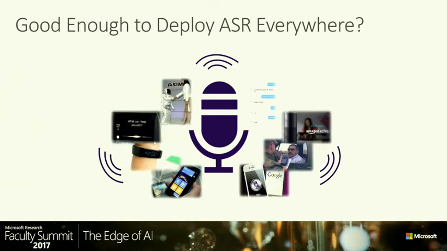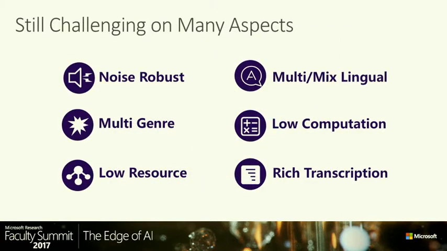However, I want to ask, is it really good enough to make the machine transcribe real-world speech everywhere? And does speech recognition technology really achieve human parity? Actually, there are still many unsolved problems. I summarized and listed here the new challenges and research frontiers in speech recognition. They are noise robustness, multi-genre, low resource, mixed and multilingual, low computation, and rich transcription. Today, I will discuss some of them and present the related technologies and progress in our lab.